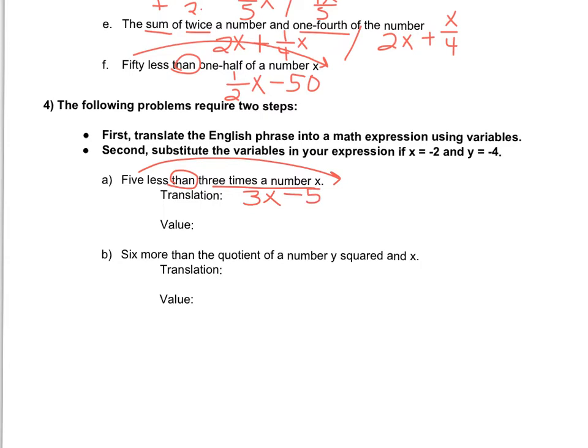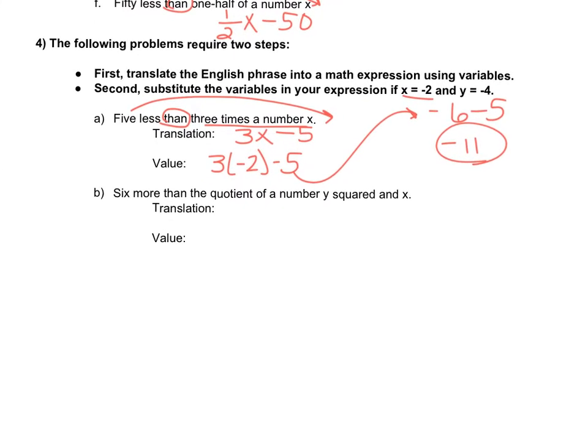So now to find the value, I just plug negative 2 in for x. So 3 times negative 2 minus 5. So I come over here and show my work. 3 times negative 2, I multiply first, I get negative 6. Negative 6 minus 5 is negative 11.